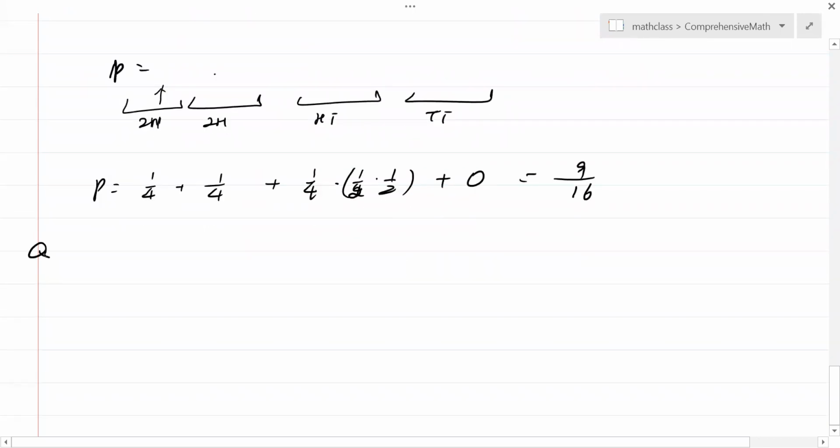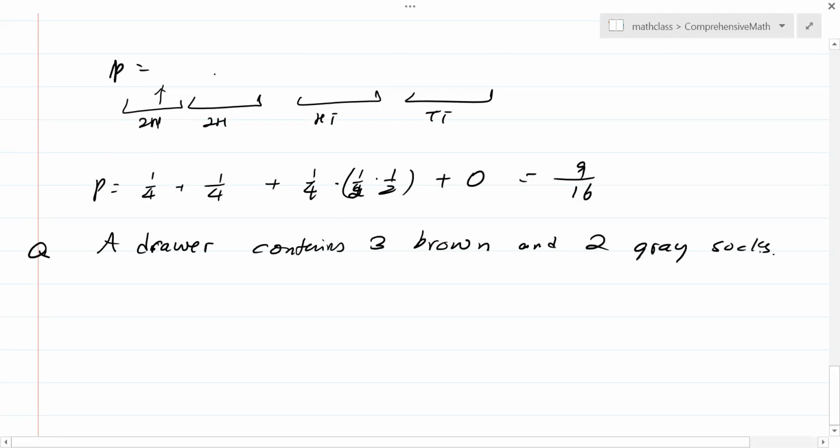Right, let's look at the next problem. A drawer contains 3 brown and 2 gray socks. The socks are taken out of the drawer one at a time. What is the probability that the 4th sock removed is brown? Okay, so you have a drawer containing 3 brown and 2 gray socks. Now you're going to remove them one by one. So what is the probability that the 4th one is brown?